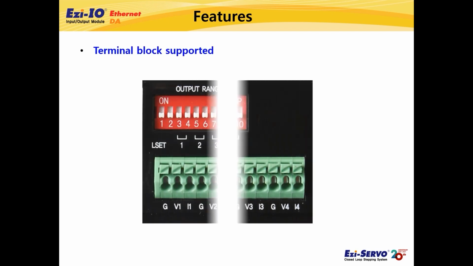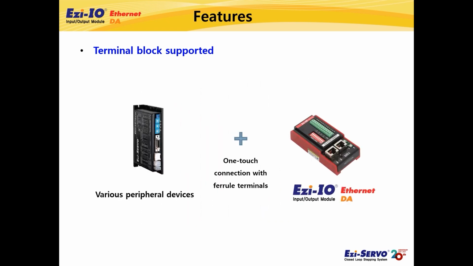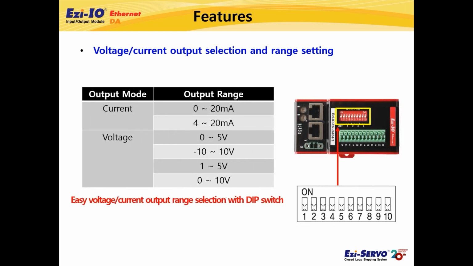Now let's check the features of Ezi-IO Ethernet DA products. First, as explained before, Ezi-IO Ethernet DA provides terminal block type products. The ferrule terminals enable easy wiring, and analog peripheral devices such as motor drives can be easily connected with one touch. Ezi-IO Ethernet DA supports voltage or current output mode. The output mode and range can be easily selected through the combination of dip switches.